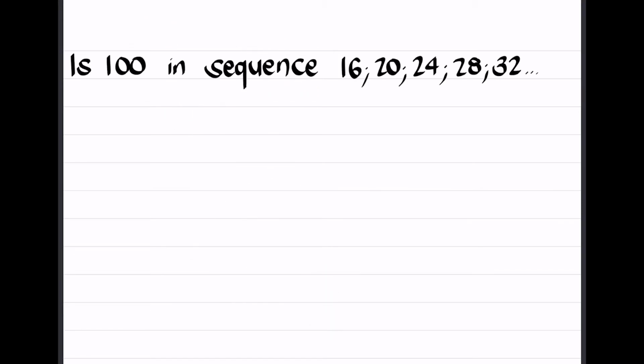The next question says, is 100 in the sequence 16, 20, 24, 28, and 32? Alright, so if we were to look at this sequence, 16, 20, 24, 28, 32, we know that we're adding 4 each time. So I would know that the next number would be 36, then 40, then 44, then 48, and so on. And we would be able to count or add 4 each time until we got to either the number 100 or it wouldn't be 100.